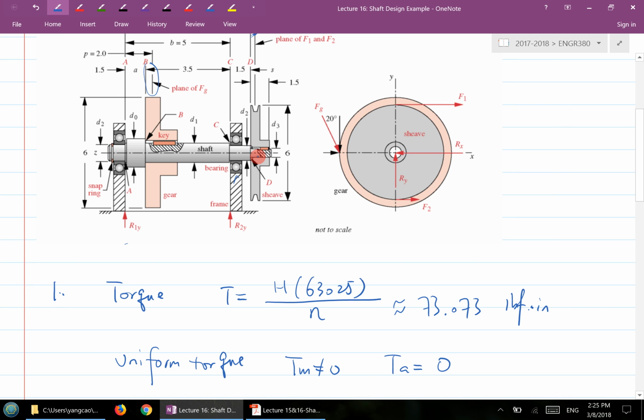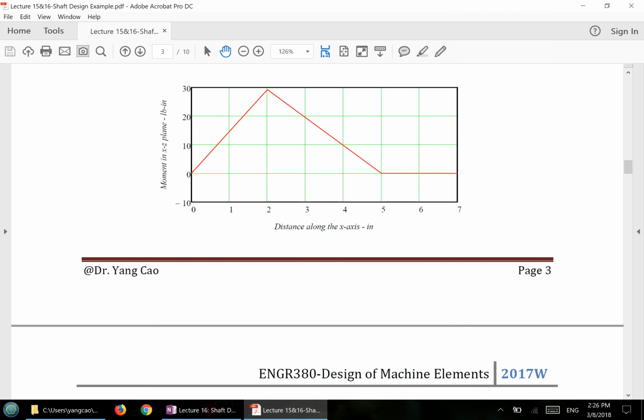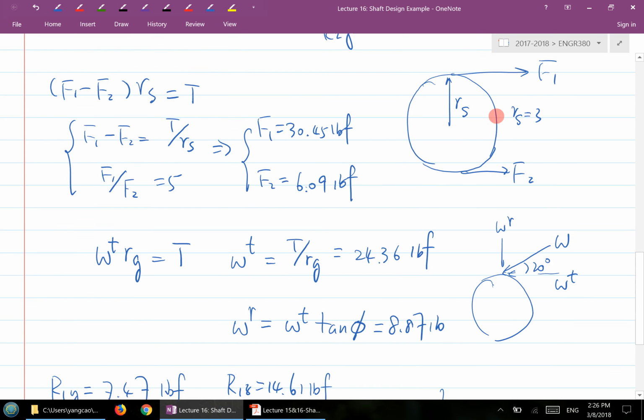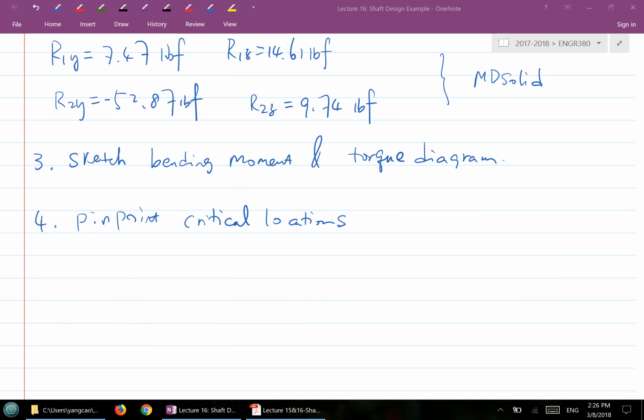In this system, the part of the shaft at the two bearings is apparently assumed to be the same shaft size. So if we can determine the shaft size at C, then we'll be able to determine the shaft size at the A location. That's the idea here for this particular system, trying to pinpoint critical locations. So in our case, we're going to look at three locations: one is the key seat, another is C, and the D location. This is what we're going to look at.